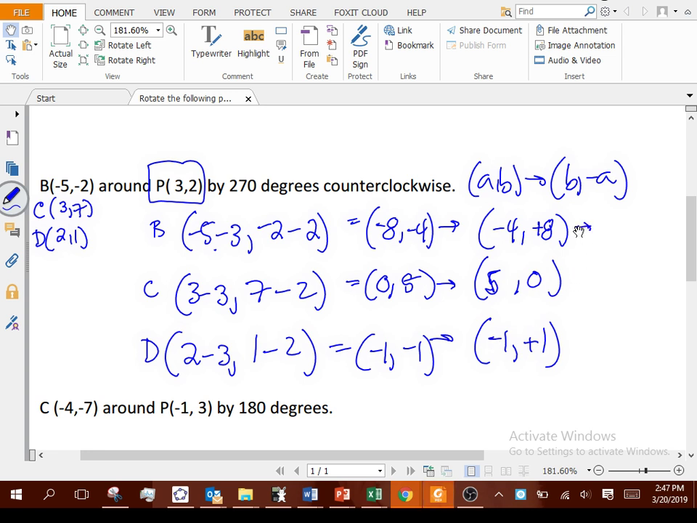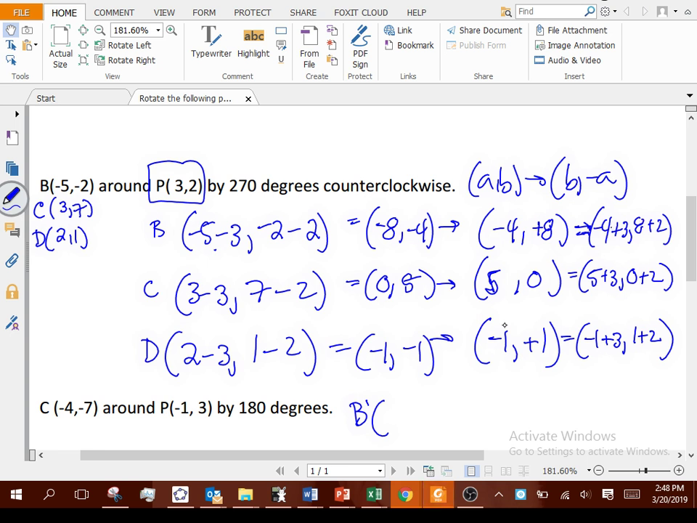Now you're going to add back in. You take -4 plus 3, comma, 8 plus 2. Here you're going to take 5 plus 3, 0 plus 2. Here you're going to take -1 plus 3, 1 plus 2. And now B prime, this one here would be -1, 10. So hopefully for your answer, you got -1, 10, right? If I was rotating this triangle, C prime would rotate to 8, 2, and D prime would rotate to 2, 3. And now I've rotated a triangle so much faster than drawing the picture, right?